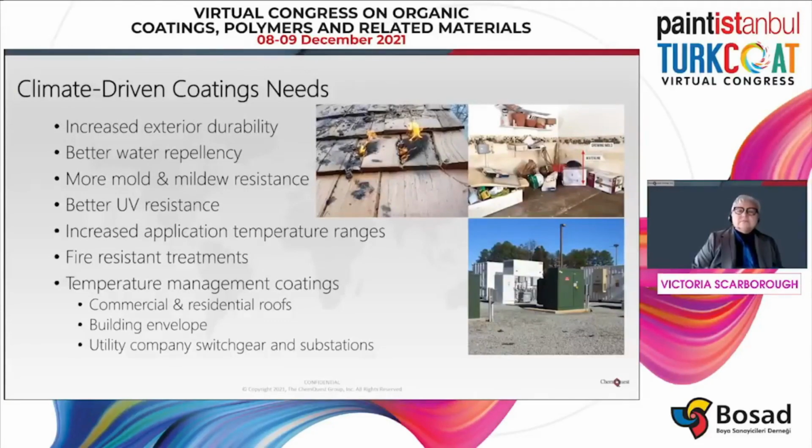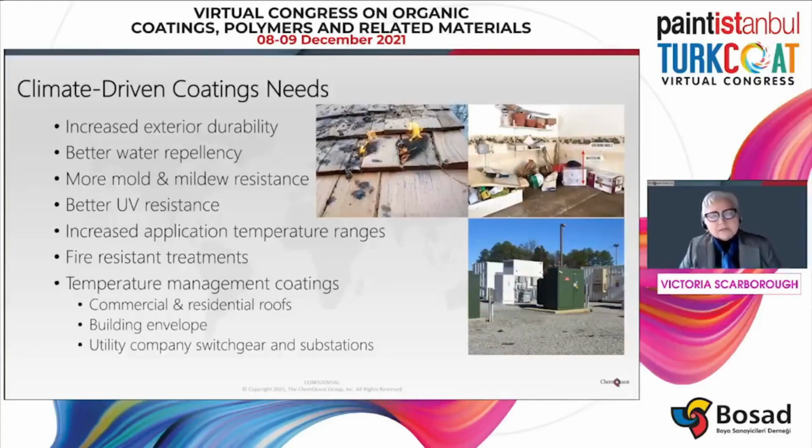And basically, when it's wet and hot, that's a perfect environment for mold and mildew to grow. Better UV resistance, obviously, if there's more sun and less clouds and less rain, there's going to be a lot of UV, and the UV is getting stronger. That has also been measured. And so it's going to be important to have good UV protection in your coatings. And that's going to be on anything that's outside, is going to have great UV resistance.